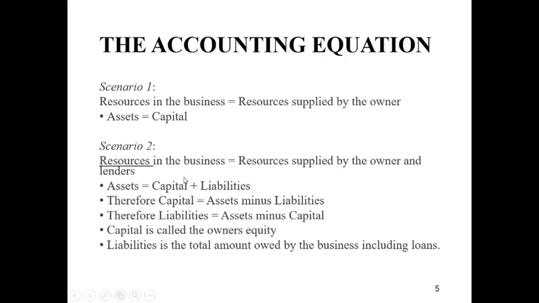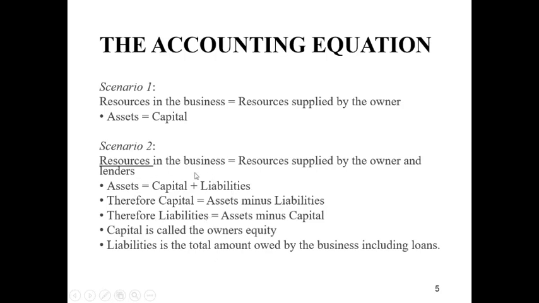So the second scenario is more common and it's practical. In scenario 2, the resources in the business equal the resources supplied by the owner and lenders. So the sources of the supply are the owners and lenders. In this scenario, your equation will look something like this. The assets will equal capital plus liabilities. Capital and liabilities will make up the assets. So the equation reads: assets equals capital plus liabilities.